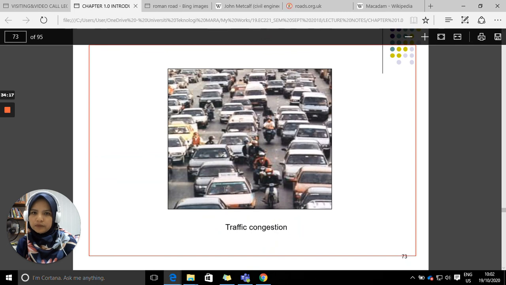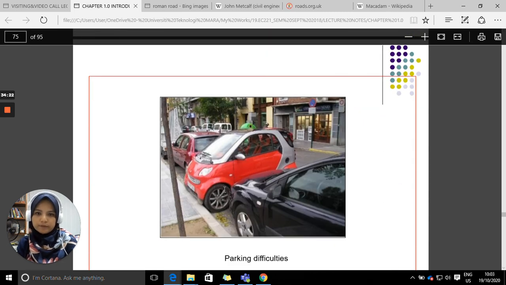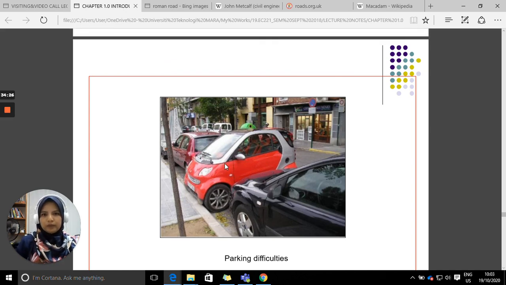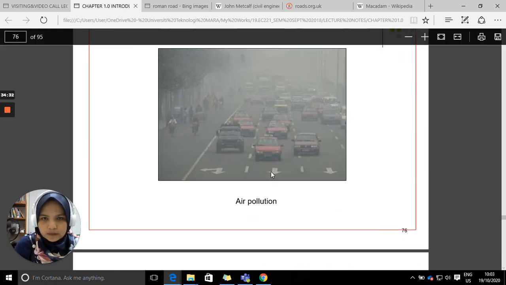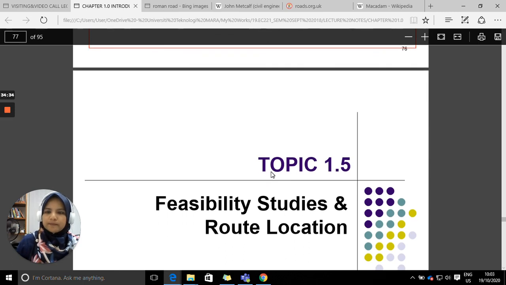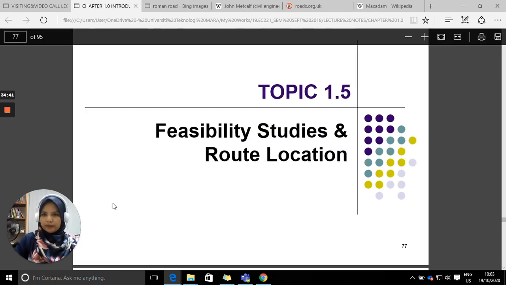Okay, traffic congestion, crashes, parking difficulties. You need to have a smart car, and then you can park in between two vehicles like this. Okay, air pollution. I think it is not that bad in Malaysia. Last one is 1.5. There's a little bit more on this visibility. I'll continue on the next lecture.